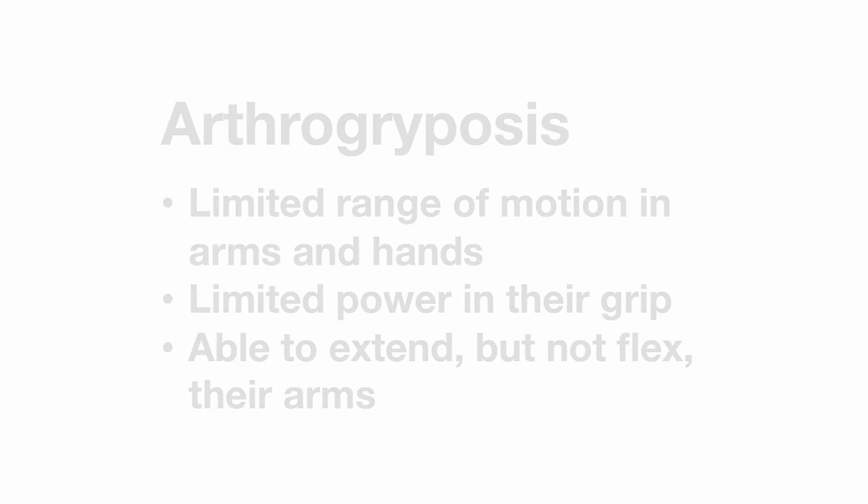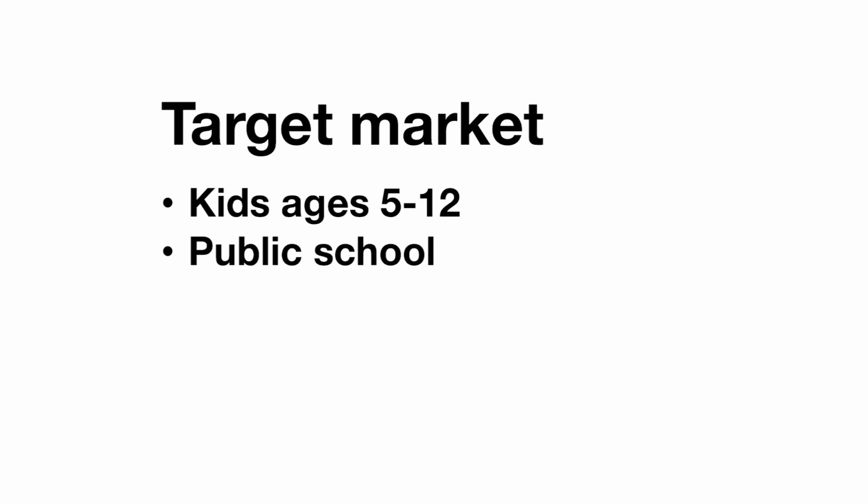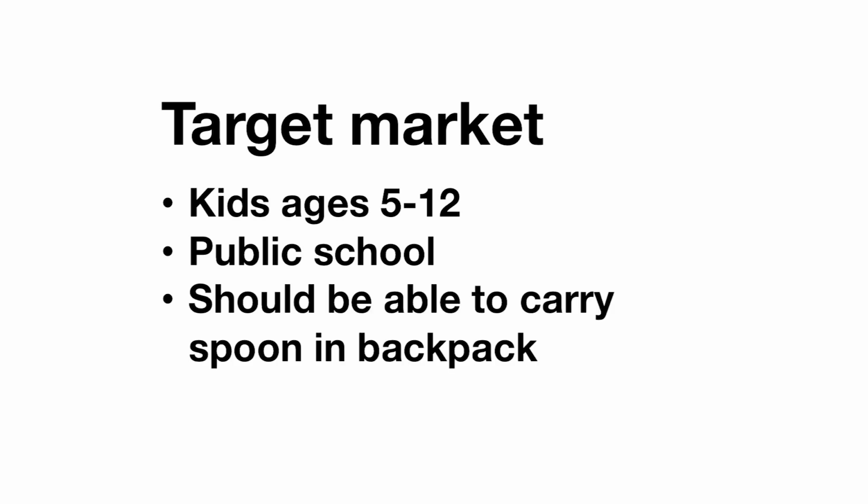independently. The target market for this project are kids ages 5 through 12 who are in the public schools. Ideally, the spoon should be able to be carried in their backpack, allowing them to be independent during the school day. In this video, we're going to set up and complete a screening Pugh matrix for the design of a spoon for kids with arthrogryposis.